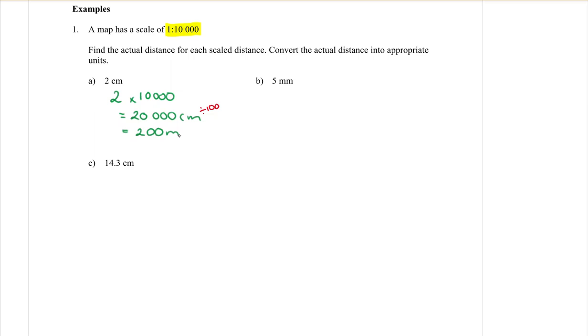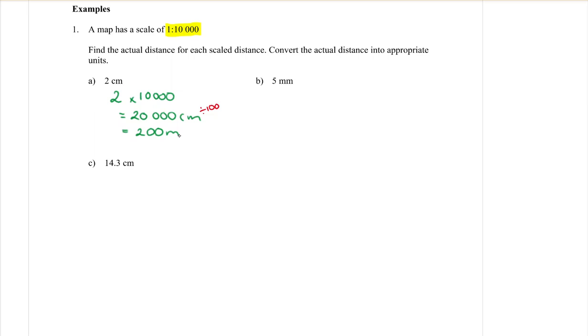But we tend to just go to the biggest unit that we can without having to go into a 0 point something. We could go, like if it was 1.2 kilometers, that would be okay. But we don't want to have 0 point. We want to have at least one whole of the unit. Does that make sense? Okay, so we're going to stop there at 200 meters. So 2 centimeters on this map is actually 200 meters in real life is what that means.